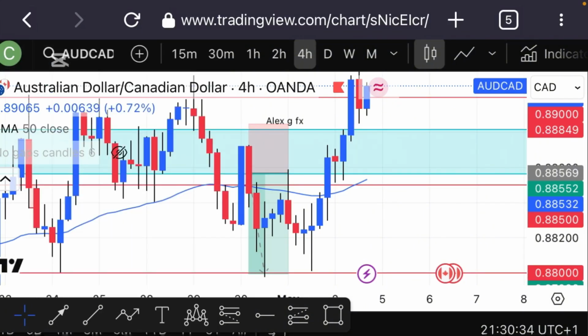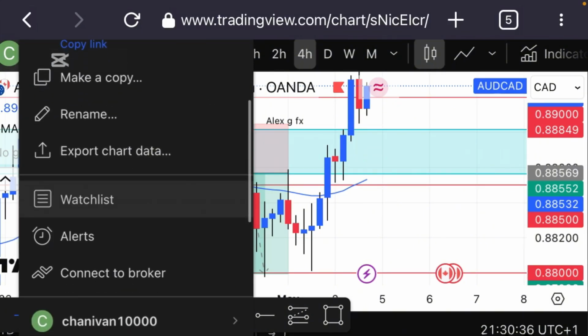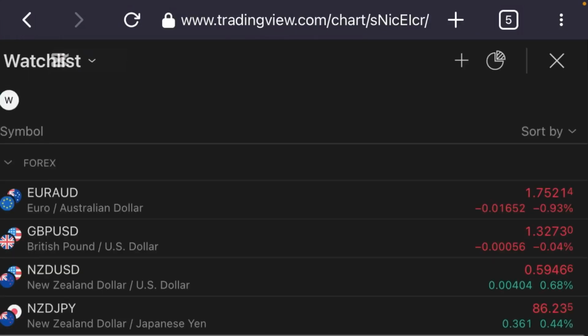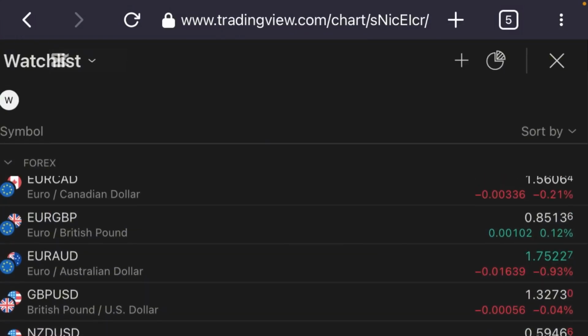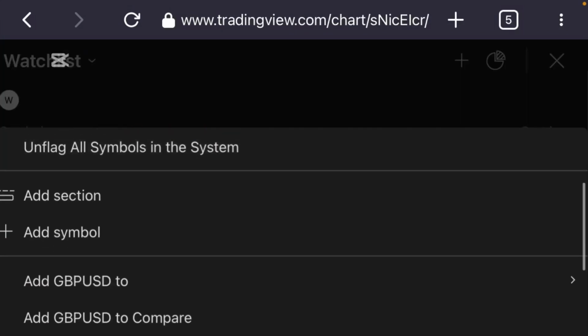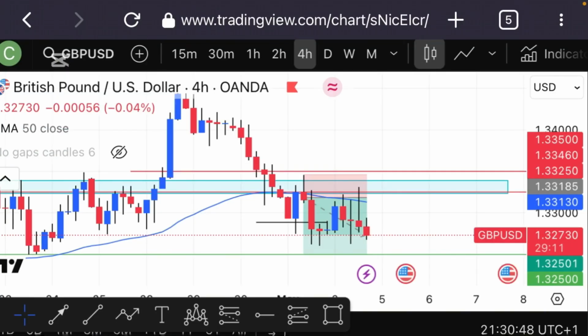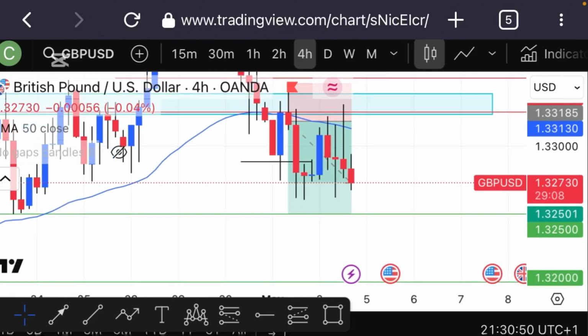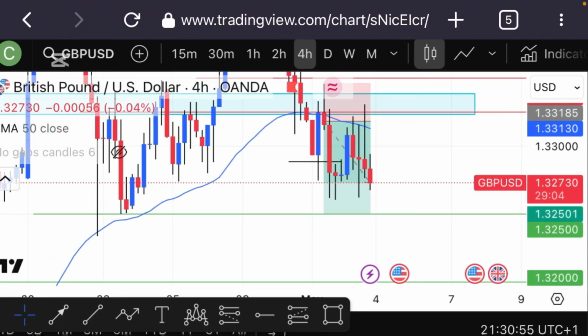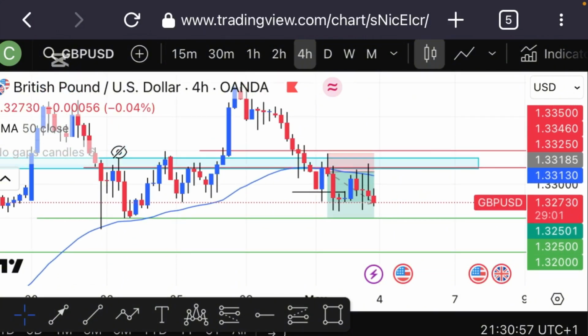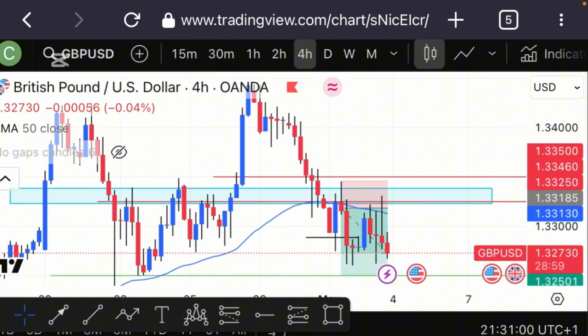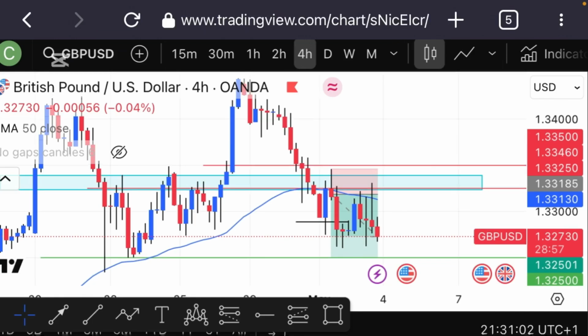Let me check the one that I'm in, if I can close it. Where are you? GBP USD. Open shot. So we have 29 minutes to closure. So this trade, I think I'll go and close it, and then also I'll post the results on my free Telegram and also private Telegram.